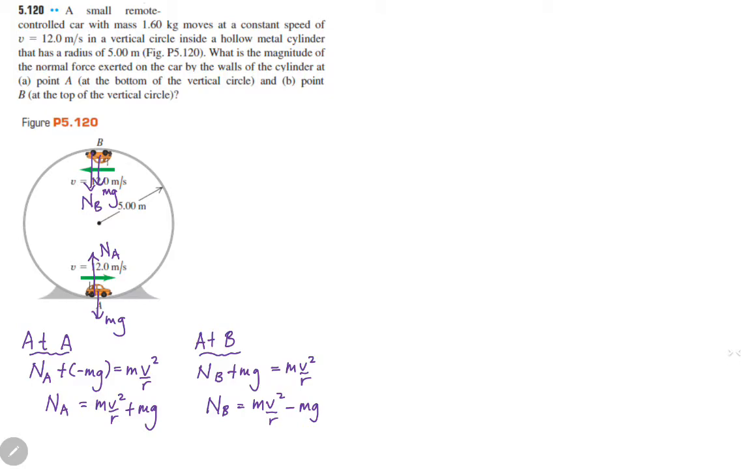As calculated, NA is 30.88 newtons, while this one, where you have minus mg, gives us 15.19 newtons. Again, at the other part where the car is on top, if it still keeps that same tangential speed of 12, what happens when you go around the top? It feels like the car almost wants to leave the track. So basically the normal force is reduced at the top, at the higher point.